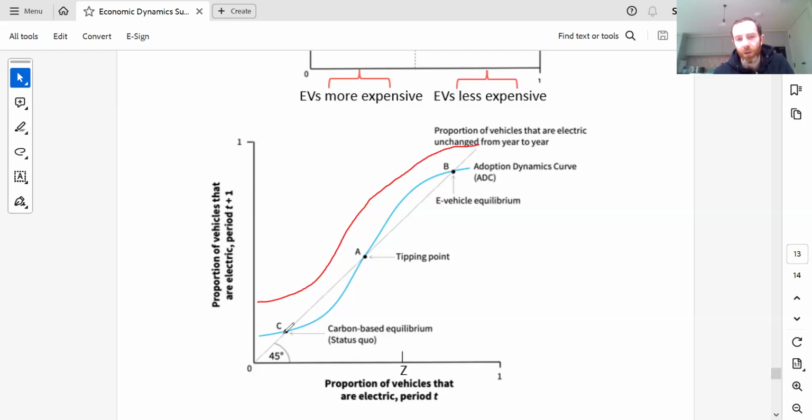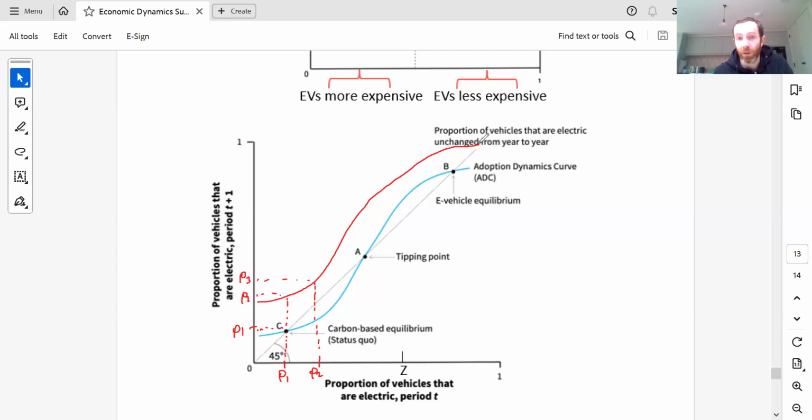In this case, we start here at point C, and then the next year, let me call this P1, we're going to have P2, a really high proportion of people buying electric vehicles, and certainly a much higher proportion than we started with. So now we fast forward a year and we're maybe here at point P2, and we go up to the adoption dynamics curve. And what do we see? We now move to an even higher level the next year. And this is going to carry on and on and on.